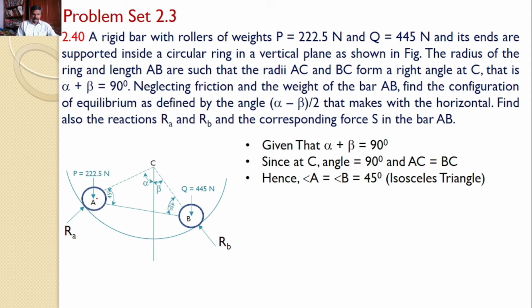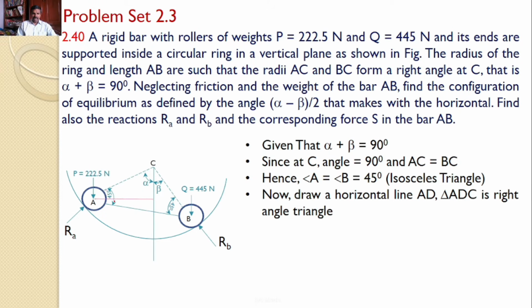Now let us draw a horizontal line from A onto this vertical line. Let that line be AD. And this is a right angle. Here clearly we can see it is a right angle. Now ACD is a right angle triangle once again. This angle is 90, this angle is alpha. So what about this angle? Let us assume that this angle is beta, and we can say that beta is equal to 90 minus alpha.